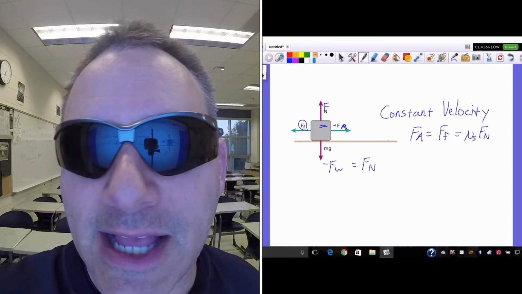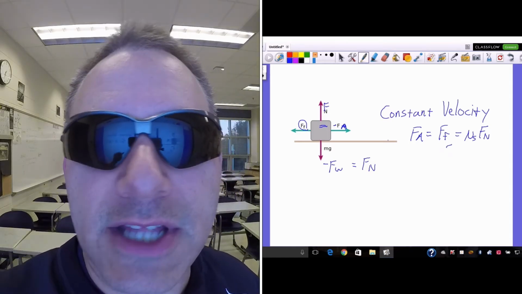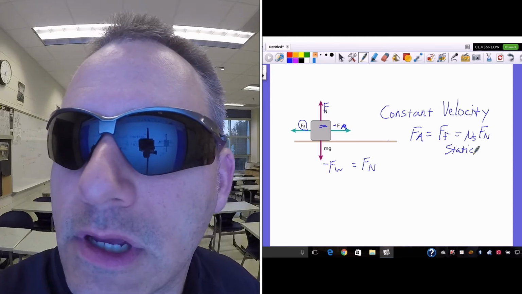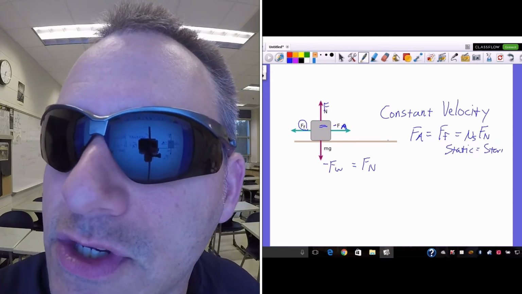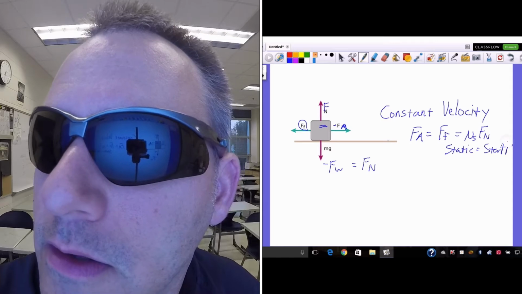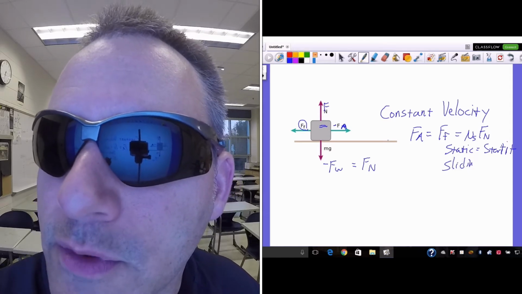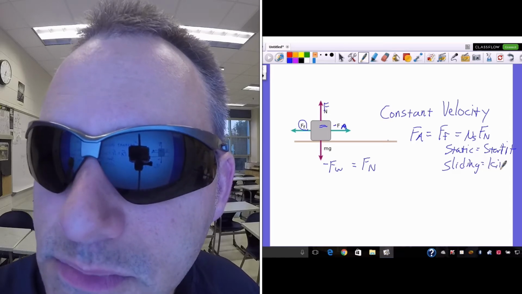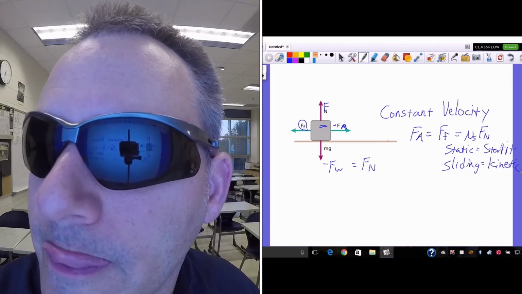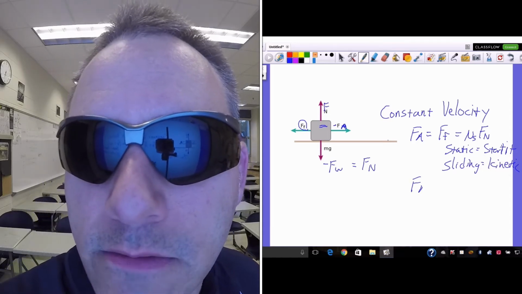What about it sliding? Static is just to get it started. So static equals to start it. So what if it were sliding? If it were sliding friction, that would mean kinetic. So you do it the same way.